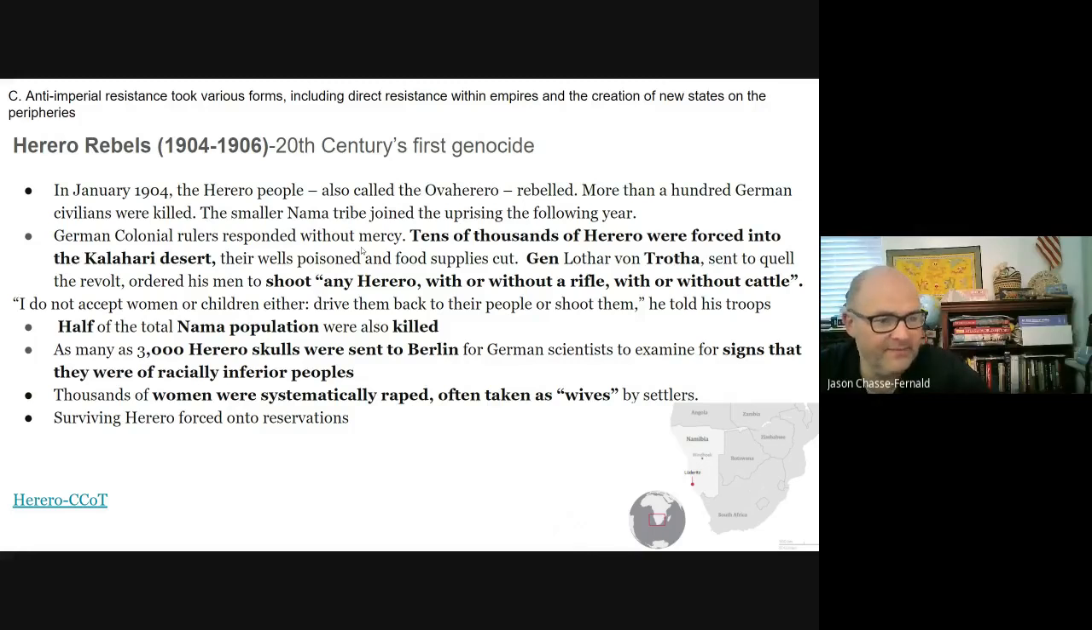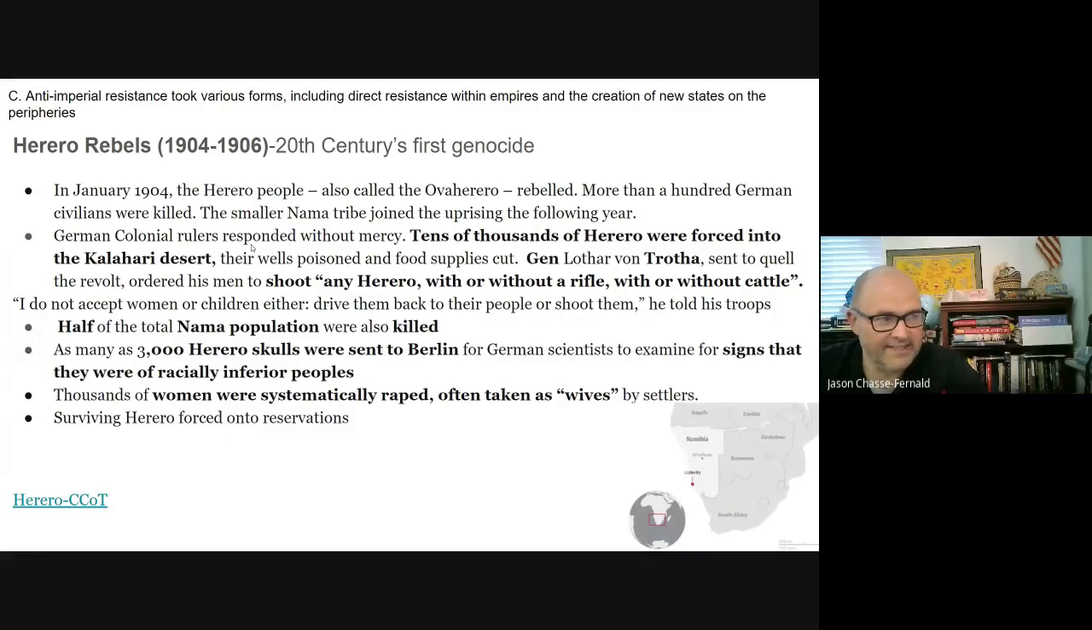And then more than 100 German civilians are going to be killed. And then you have a response by the German military that is nothing short of, as Strayer puts it in the beginning of this chapter that you were assigned, the first example of a genocide of the 20th century.